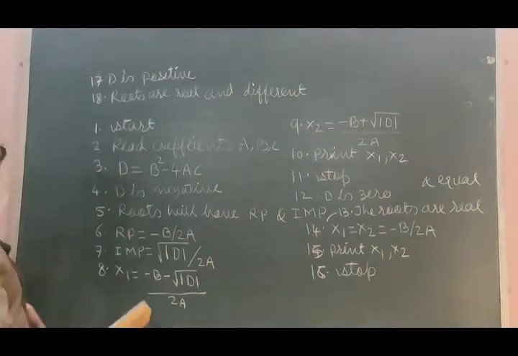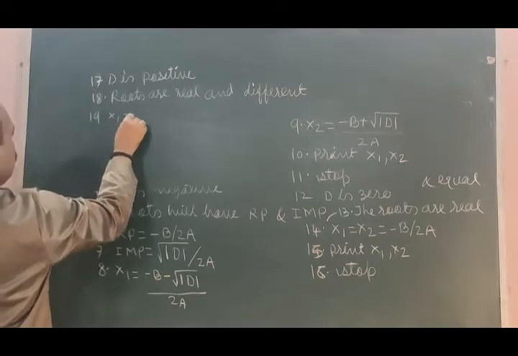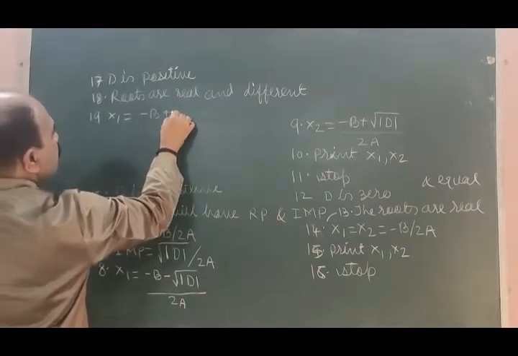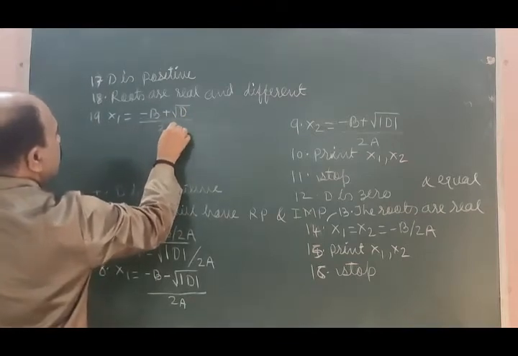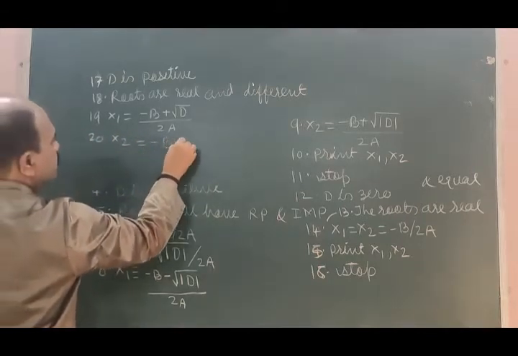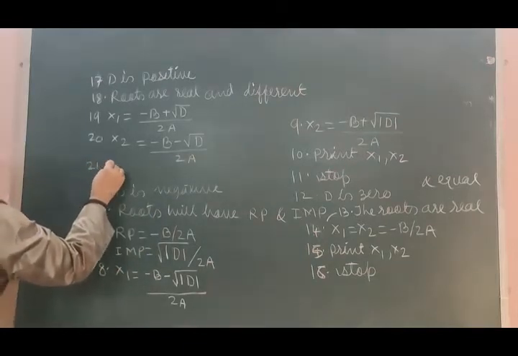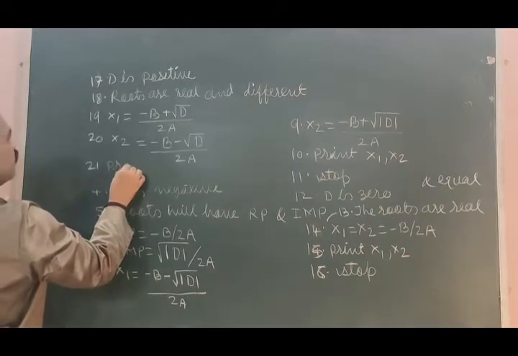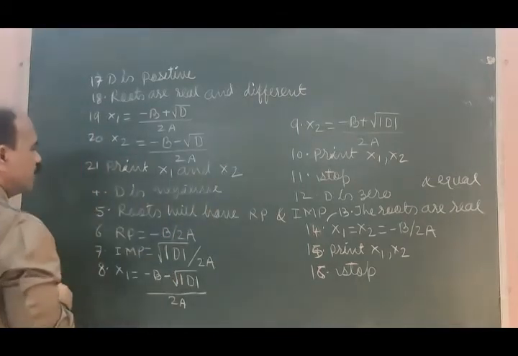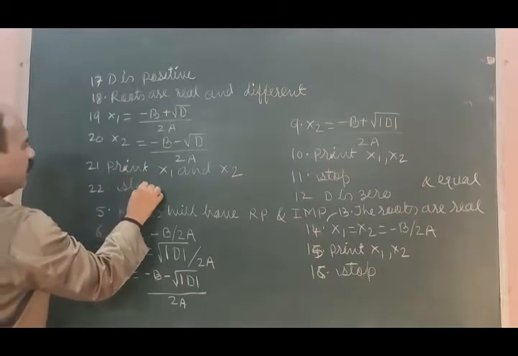Then the first root, x1 is equal to minus b plus square root of d divided by 2a. 20 is equal to x2 is equal to minus b minus square root of d divided by 2a. 21 will be print x1 and x2, and the final step number 22 will be stop.